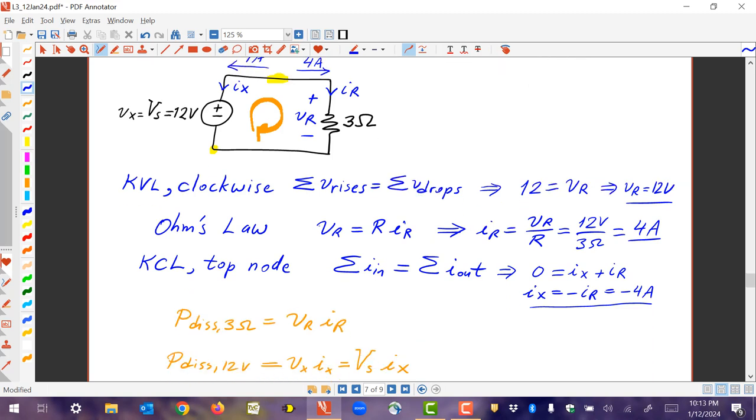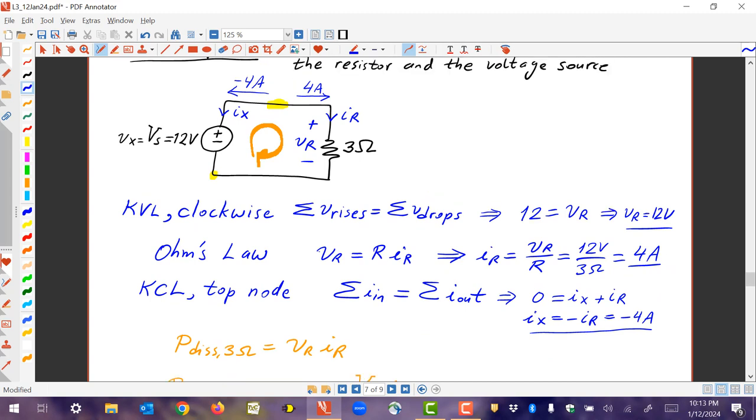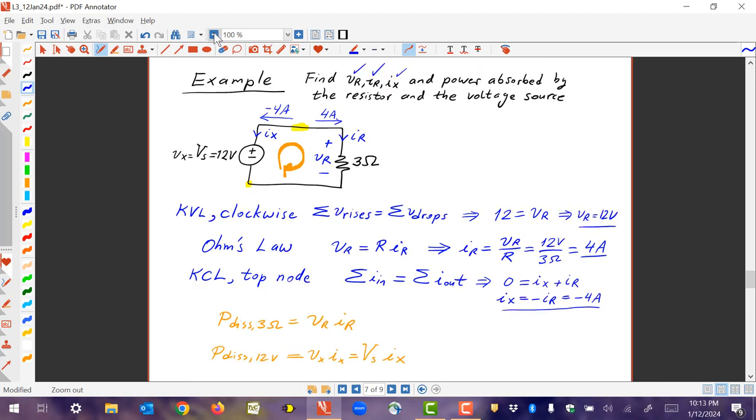All right, so how do we calculate participation? For the resistor, it's VR times IR, the product of voltage and current, and we already calculated those. VR we calculated as 12 volts, and IR is 4 amps. We get 48 watts. How about the 12 volt source? It's VX times IX. VX is just capital VS, 12 volts, and IX we just calculated as minus 4 amps. So you get minus 48 watts.